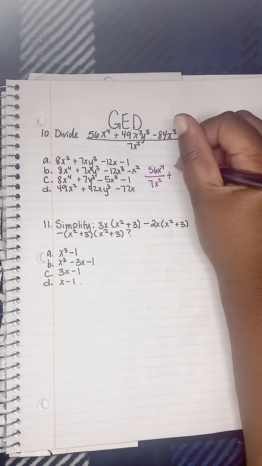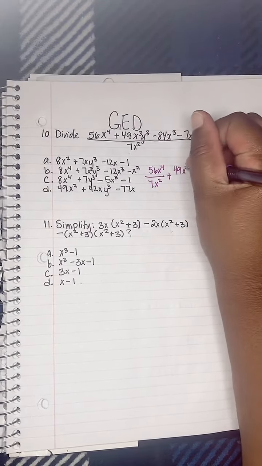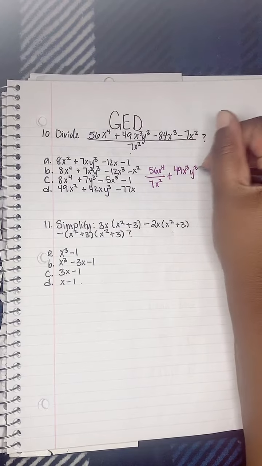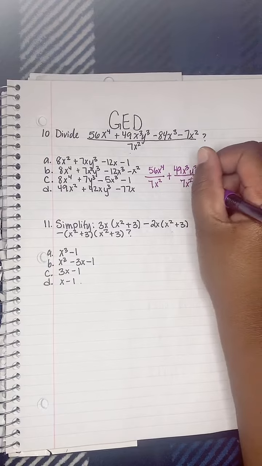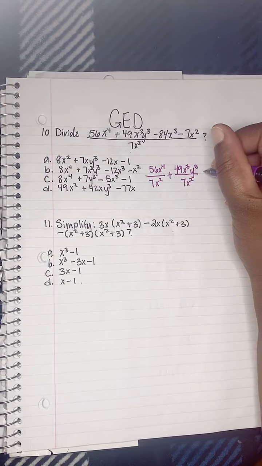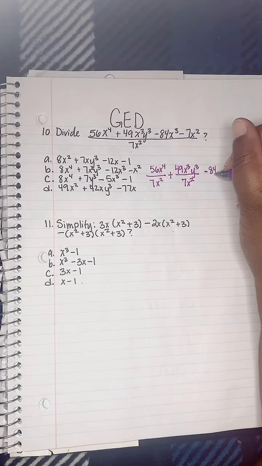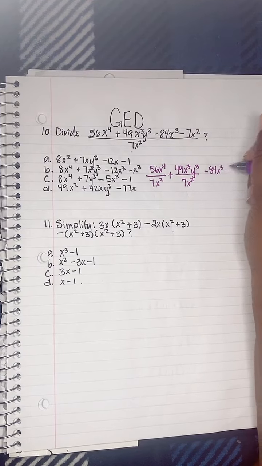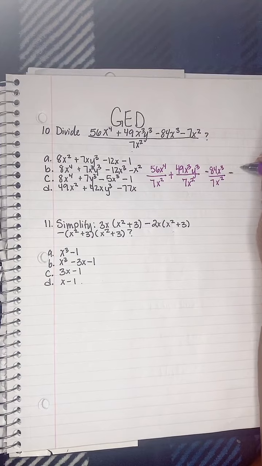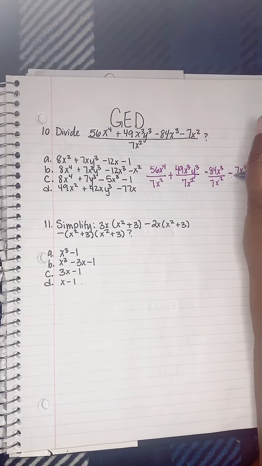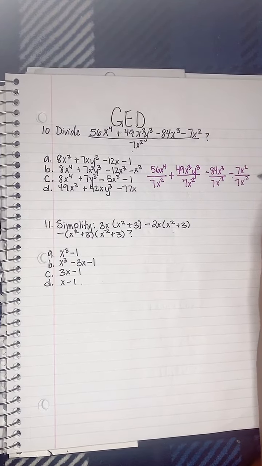Plus 49 x to the third, y to the third. Remember, that's also being divided by 7x to the second. Minus 84 x to the third divided by 7x to the second, minus 7x to the second divided by 7x to the second. Okay?